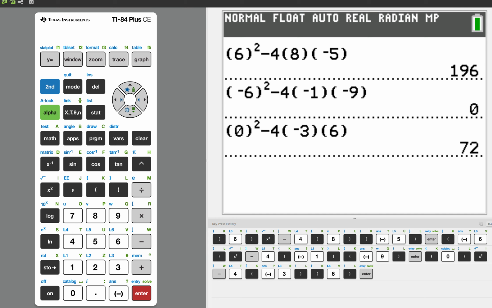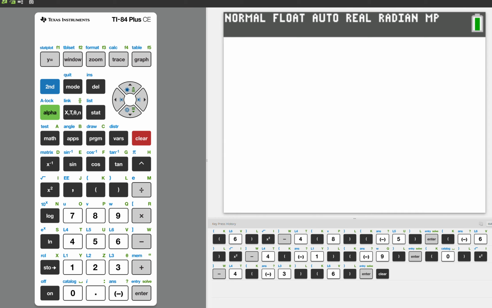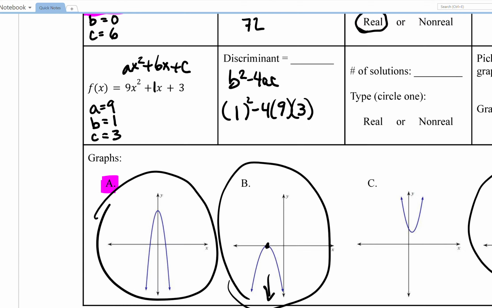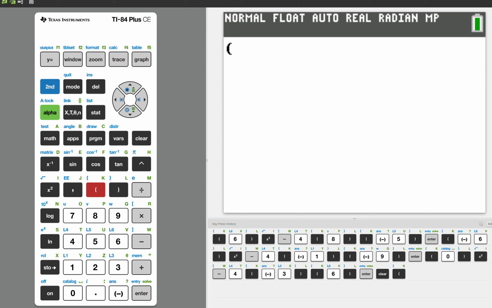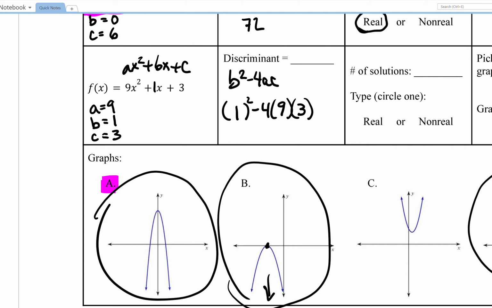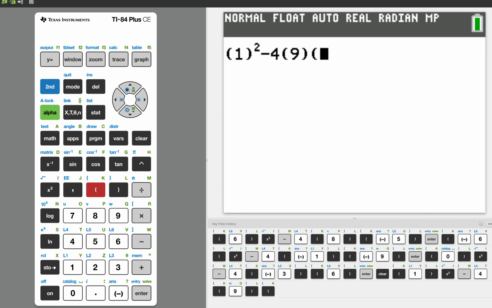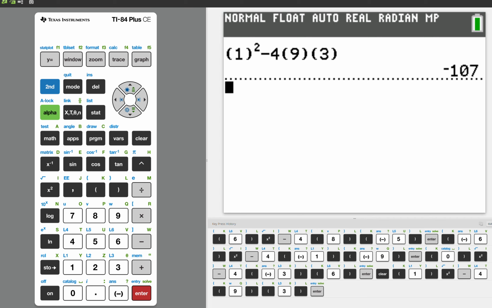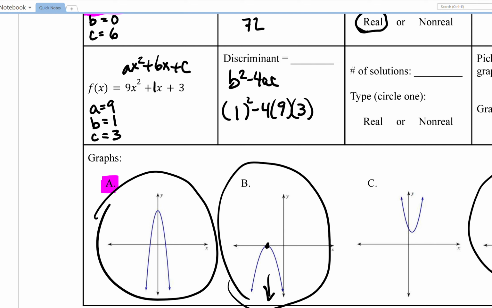You want to do this by hand? Please, I challenge you to do so. It's good for you to practice that arithmetic, but you might also want to just check it with the calculator. So b is 1. Let's see, 1 squared minus 4 times, I got 9 and 3, so I'm going to put 9 times 3, and then I hit enter, and I got negative 107.